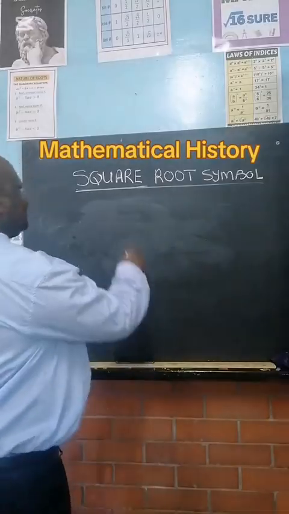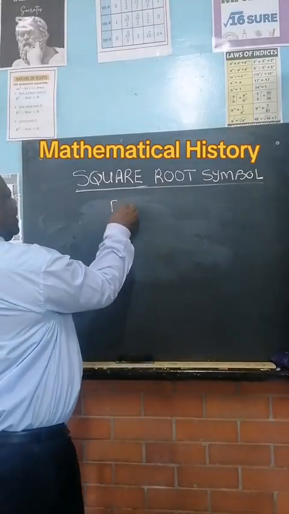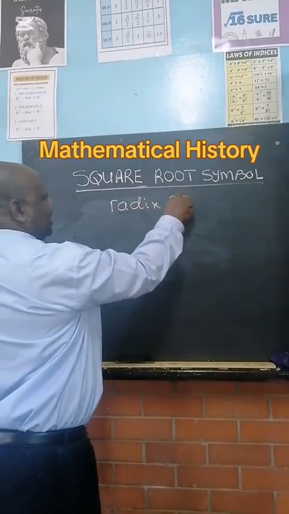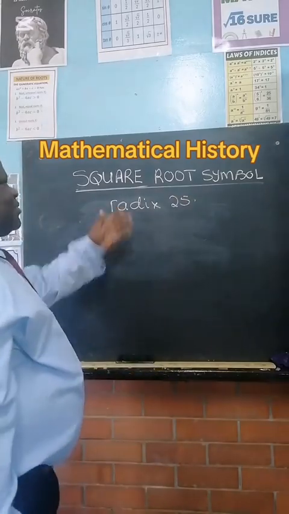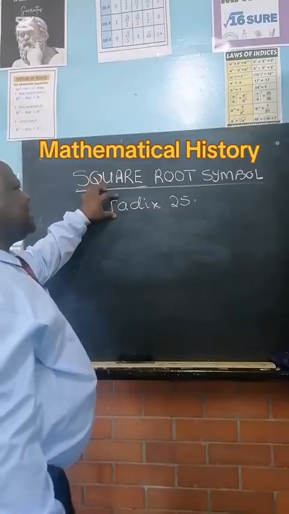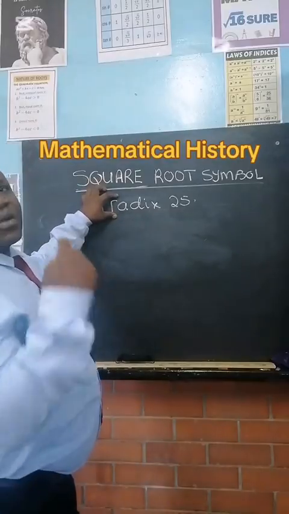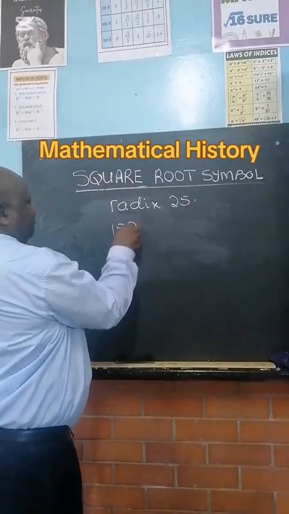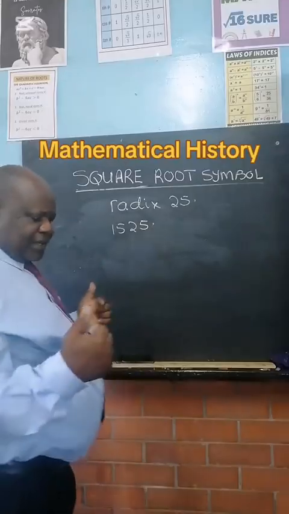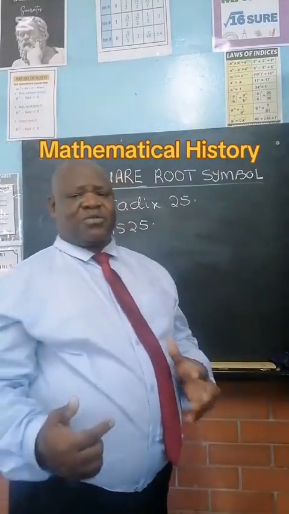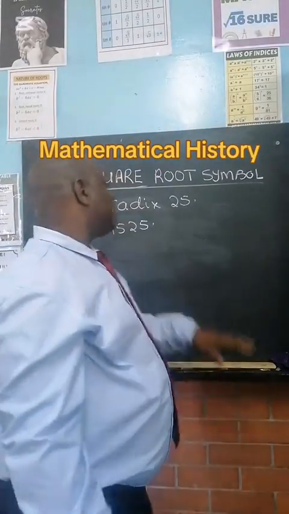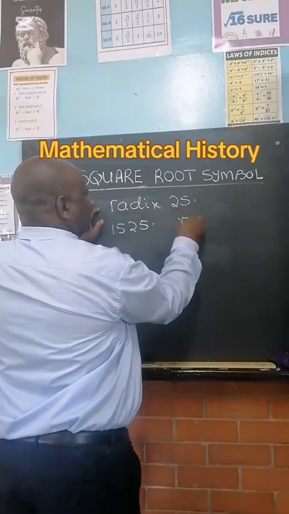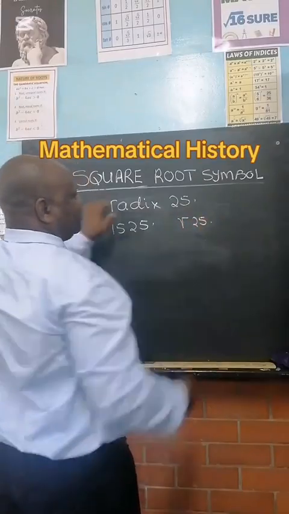And then later on, they introduced the word radix. So they would say radix 25, referring to the square root of 25. Radix is a Latin word that means root. In 1525, there was a German mathematician called Rudolf who suggested that instead of using the word radix, why don't we just write R25 for square root of 25?